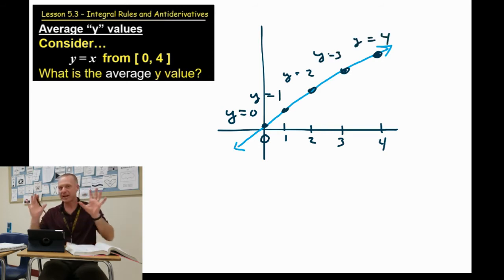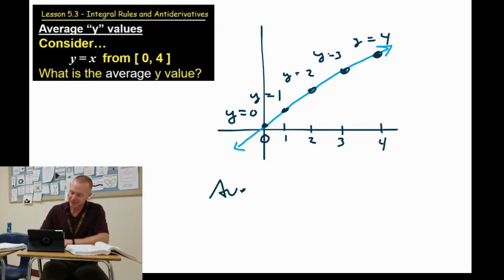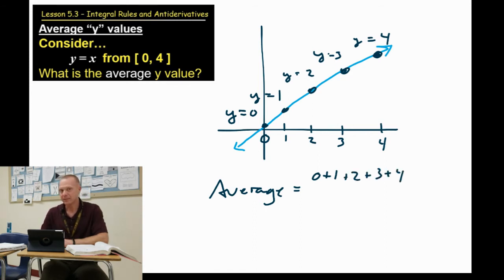Now, take yourself out of calculus for a second and just think about good math. If you have 5 numbers, which is what I have here, and you want to find the average of them, what do you do? Well, you know what to do. You just add them up, and you divide by the total number of numbers.